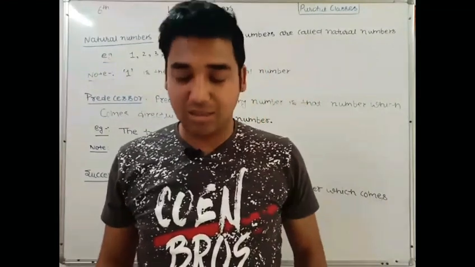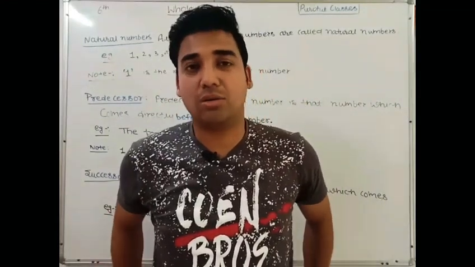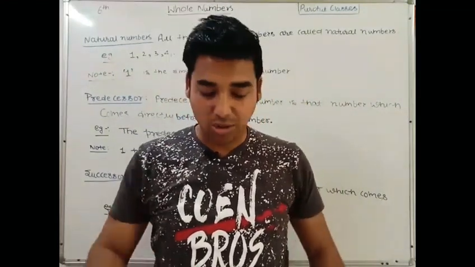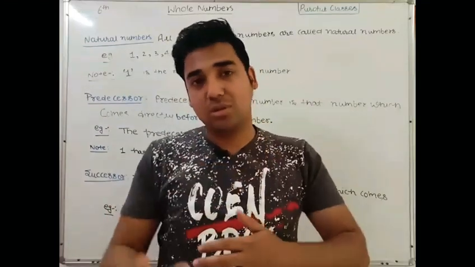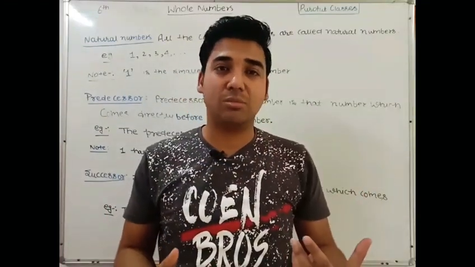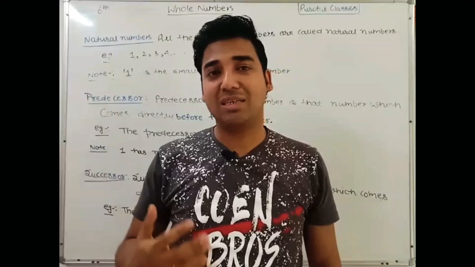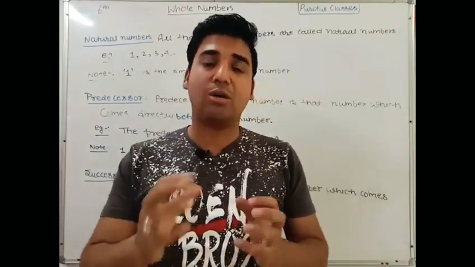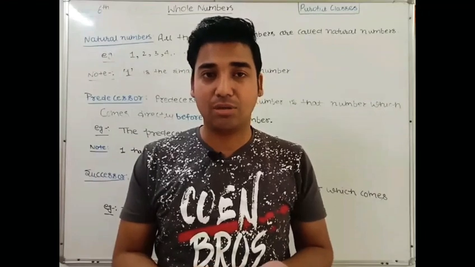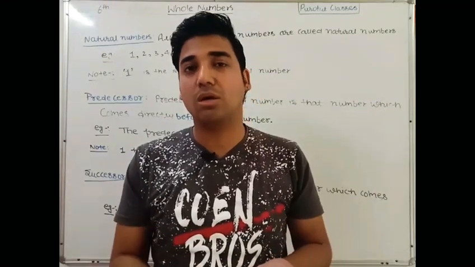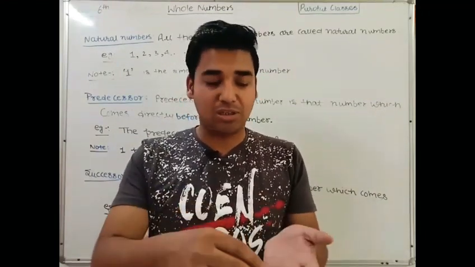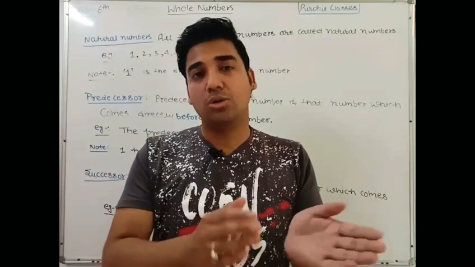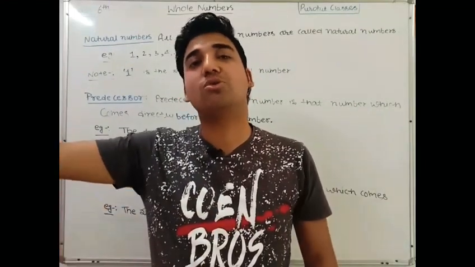So welcome back class 6, and today we are going to start our chapter number 2, that is whole numbers. Before this class we have studied natural numbers, so let's revise that at a glance. As you know, all the counting numbers are called natural numbers. If I count something, it will start from 1, 2, 3, 4, and so on up to infinite.